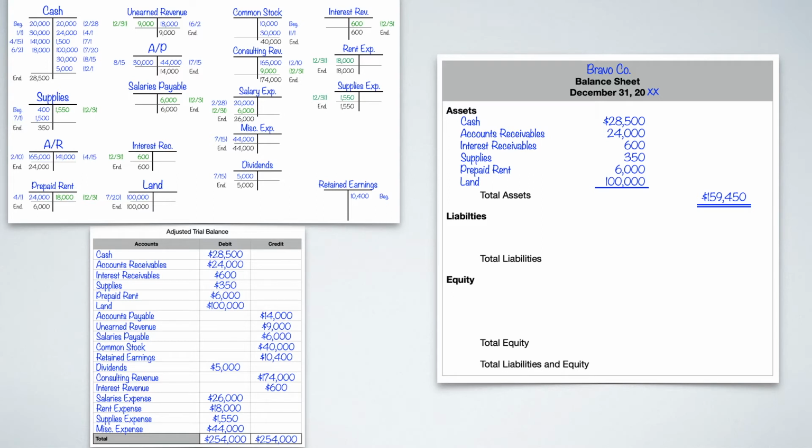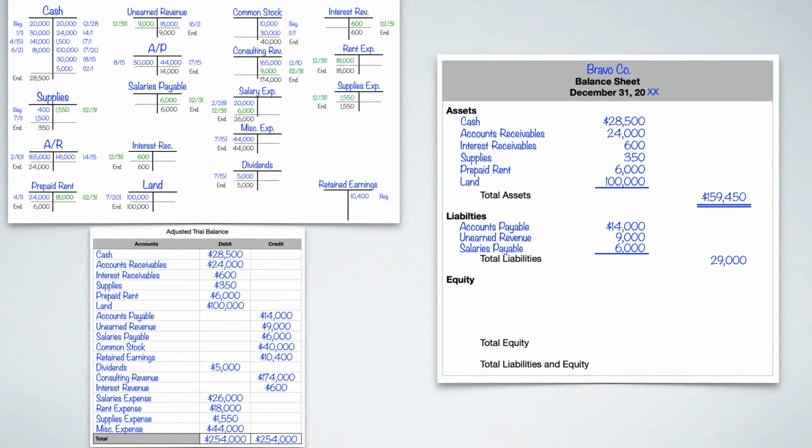All right, so now we can go into our liabilities. Now we have 3 liabilities. So the first one is going to be accounts payable of $14,000. Unearned revenue, what we still owe in service, of $9,000. And then we have salaries payable, what we still owe in salaries, of $6,000. We can add all those liabilities up. That's going to give us a total liability of $29,000.